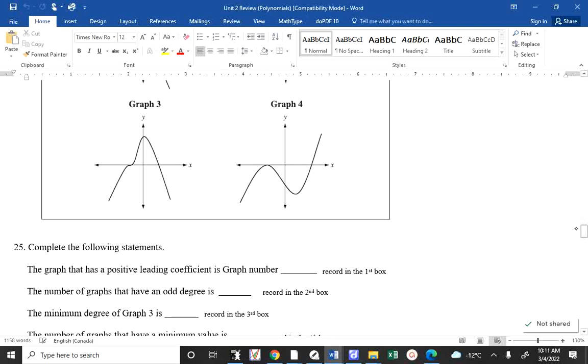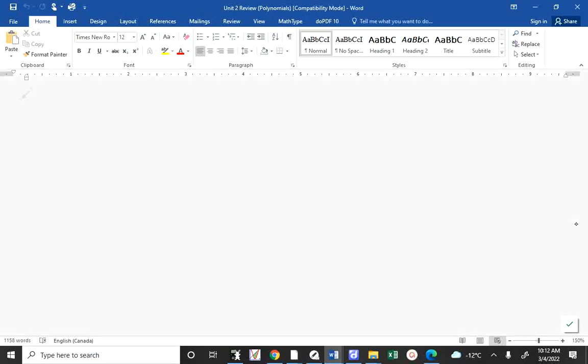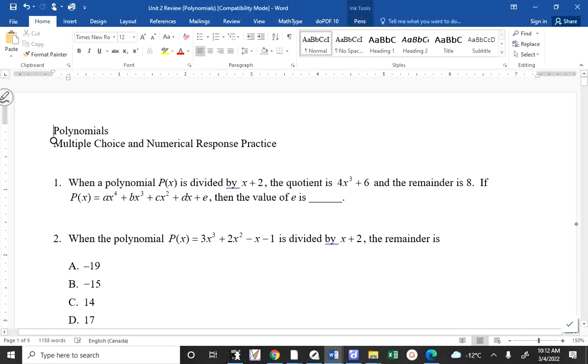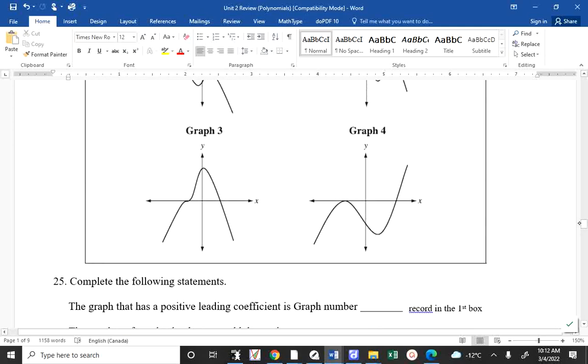How many of you look at this, and we're talking about minimum value, and you believe that there are 3 graphs that have a minimum value? Nobody? Well, that's good, because this graph here, this is not a minimum value. The reason it's not a minimum value is this graph goes even lower.